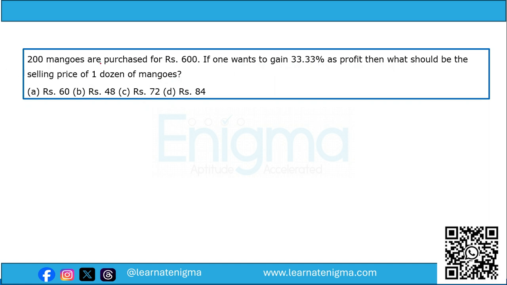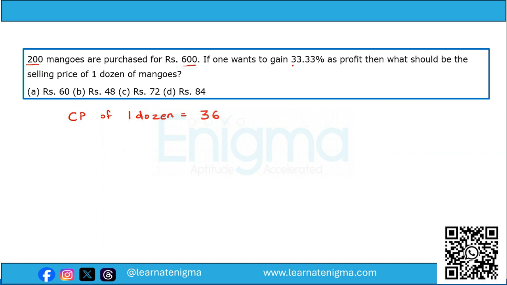Now, 200 mangoes are purchased for rupees 600. That means the cost price of one mango is rupees 3. So, the cost price of 1 dozen mangoes becomes 12 threes are, that is 36.